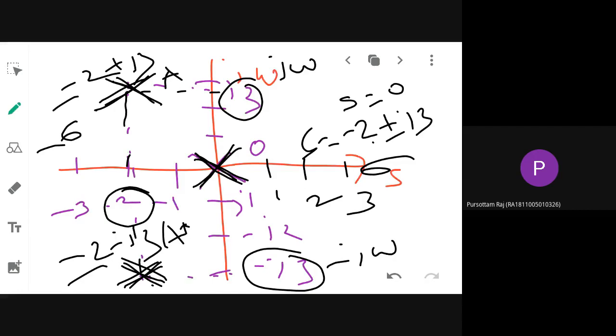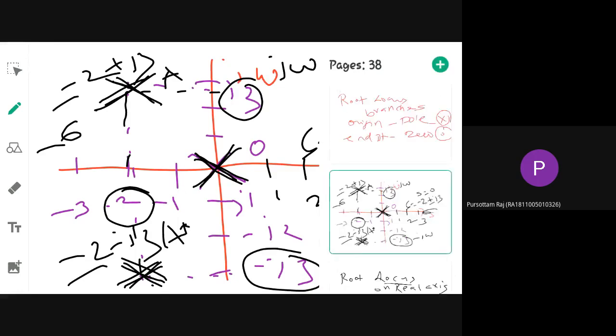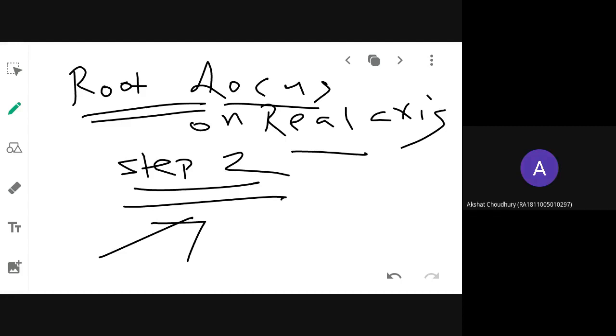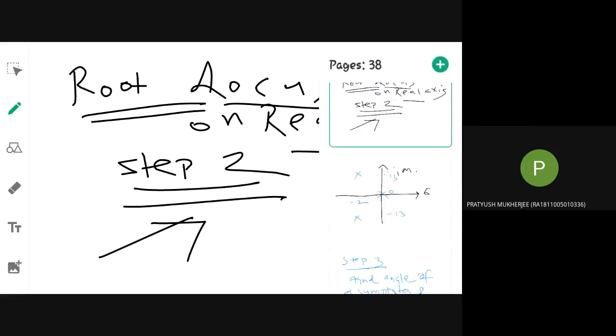The next thing is you need to find the root locus on the real axis. That is your next step. Step number 2 is this one. You need to find out whether any branch is located on the real axis. You know that there are totally how many branches in this system? 3. So some branch may be located on the negative real axis. How to find that out? There is a procedure that you have to adopt for that. I will tell you how to do that.